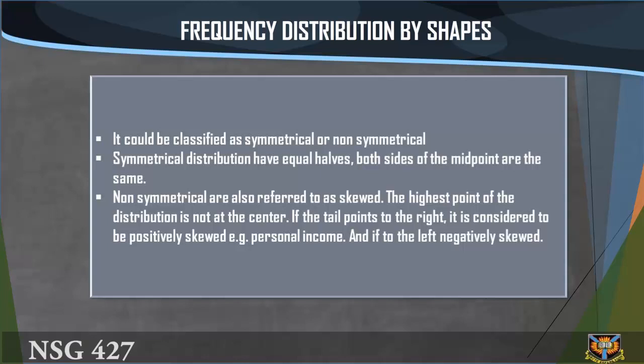Frequency distribution by shapes. It could be classified as symmetrical or non-symmetrical. Symmetrical distributions have equal halves. Both sides of the midpoint are the same. Non-symmetrical are also referred to as skewed. The highest point of the distribution is not at the center. If the tail points to the right, it is considered to be positively skewed, e.g., personal income, and if to the left, negatively skewed.